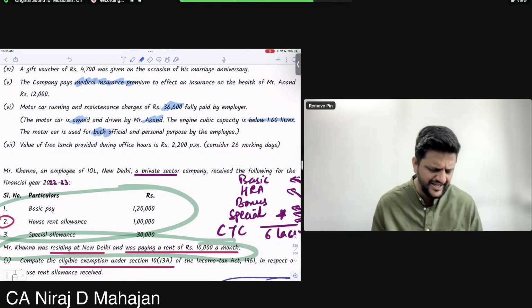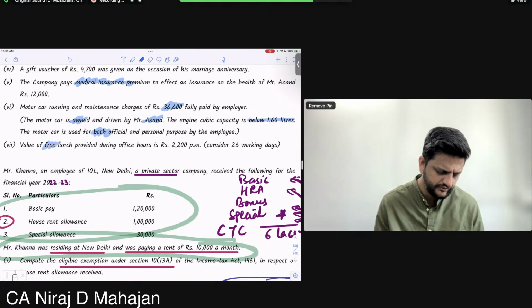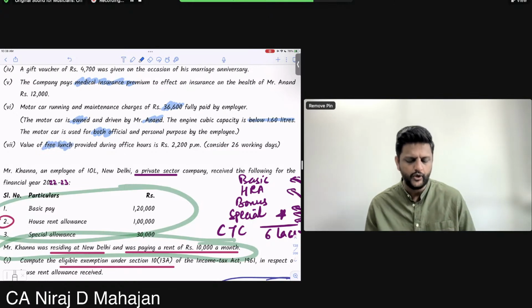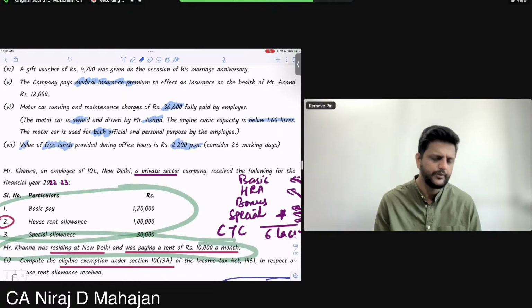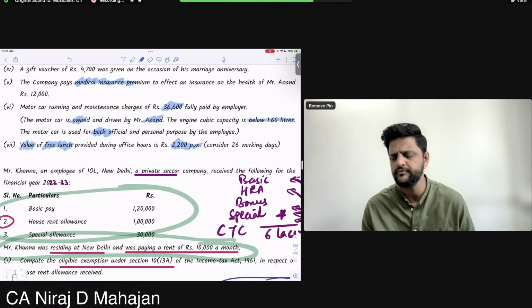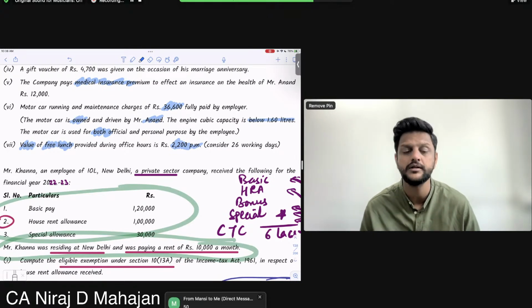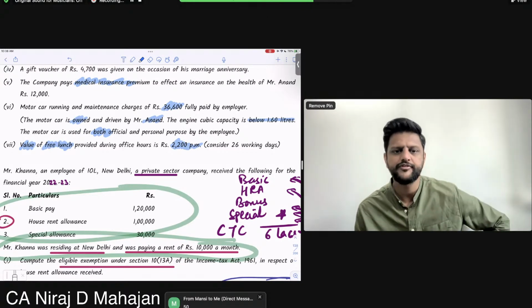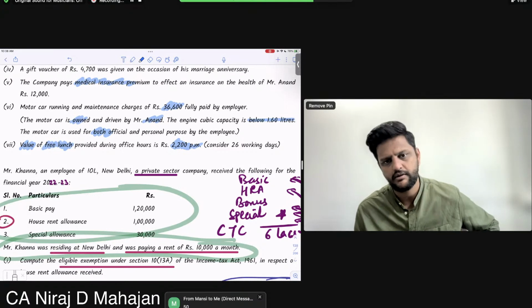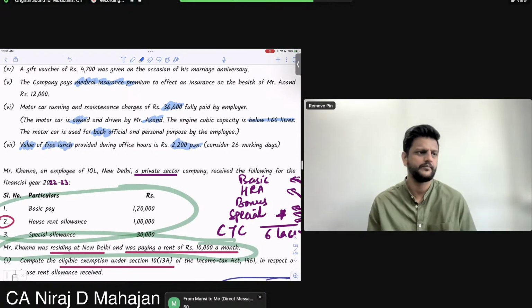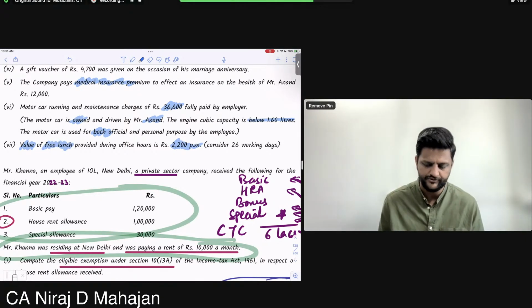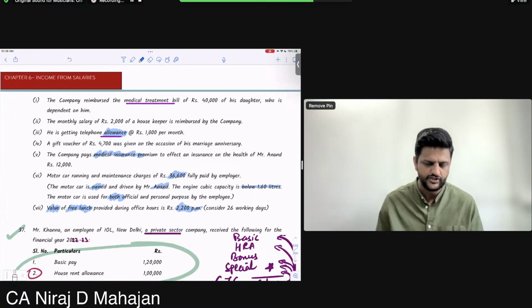And value of free lunch. Free lunch during office hours is rupees 2200 per month. They're talking of value. How much free meal is allowed? Very good. Rupees 50 per meal is exempt, above that is taxable. Clear till here? It's written lunch, so we're talking of one meal only. So nothing out of syllabus or different we are doing right now. It is just a mixture of many things.